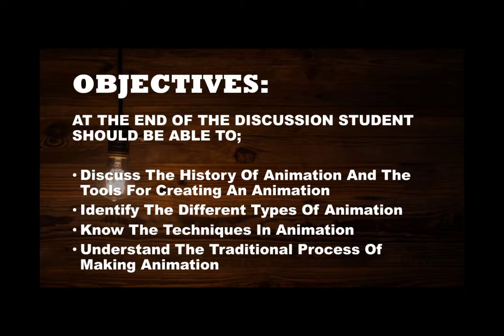In today's report, we have objectives. At the end of this discussion, the student should be able to first discuss the history of animation and the tools for creating an animation. The second objective is to identify the different types of animation. The third is to know the techniques in animation. And the last objective is to understand the traditional process of making an animation.